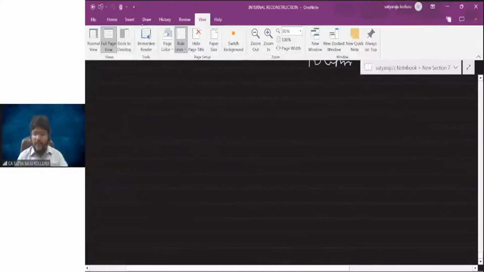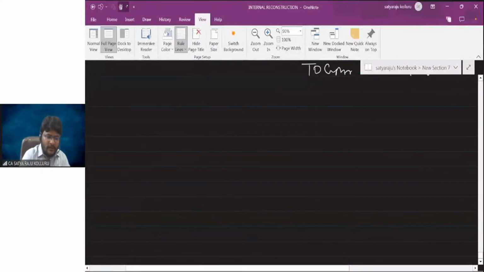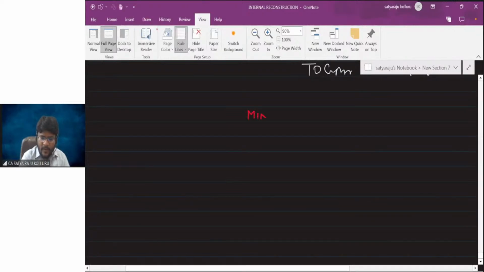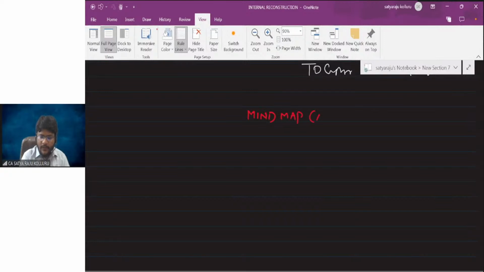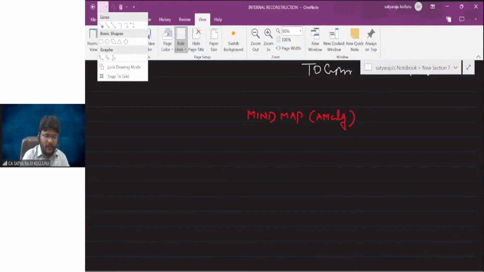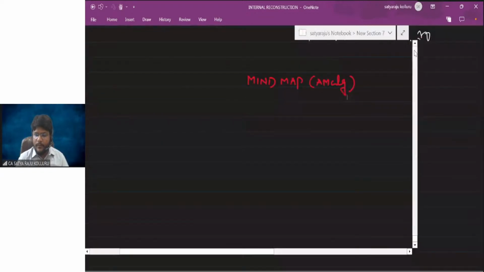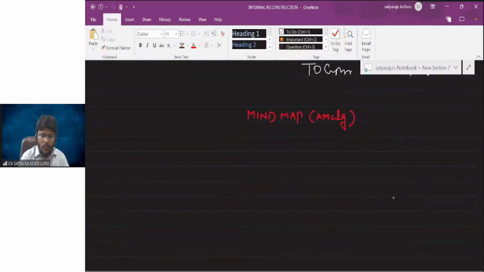Now, please concentrate, guys. The last 10 minutes of the class is the mind map. Sir, this mind map is related to amalgamation first. First, this mind map is related to amalgamation. Sir, in the chapter amalgamation, what did we learn?